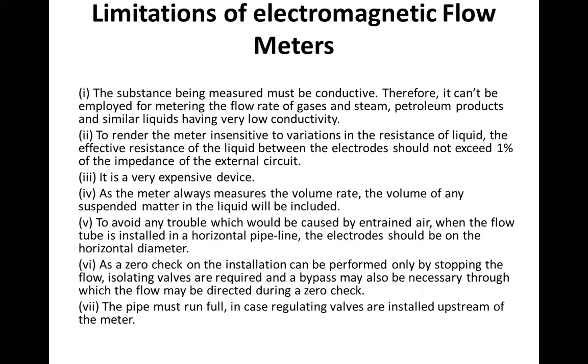As a zero check on the installation can be performed only by stopping the flow, isolating valves are required and a bypass may also be necessary through which the flow may be directed during a zero check. The pipe must run full in case regulating valves are installed upstream of the meter.